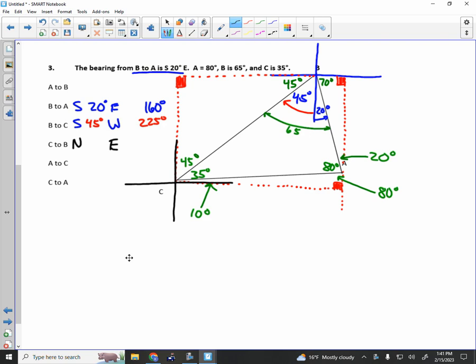Okay, so we're going to go 45 degrees to the east. Yep, good job, Kenny. Yep, and so 0 plus 45 is 45. But now we've got C to A. General direction of travel to get from C to A. Northeast.